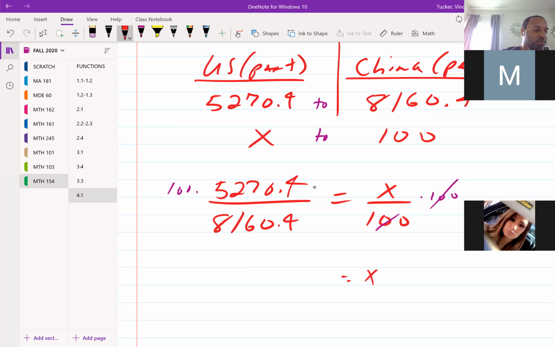I'm dividing the 100 last, right? After I divide my first 2 numbers, then I divide that last, right? Then you multiply. Multiply. Okay. Mm-hmm. Okay.